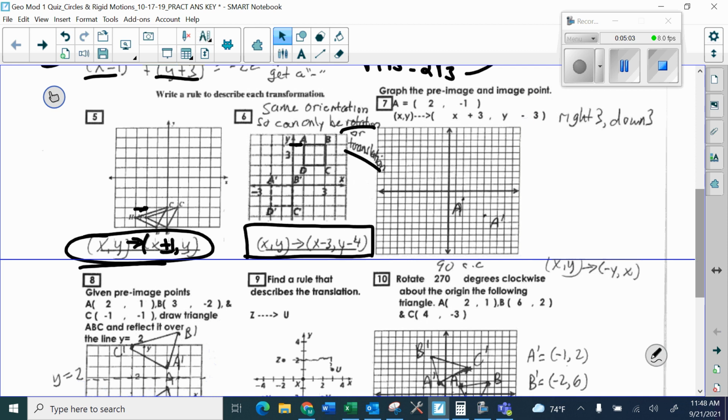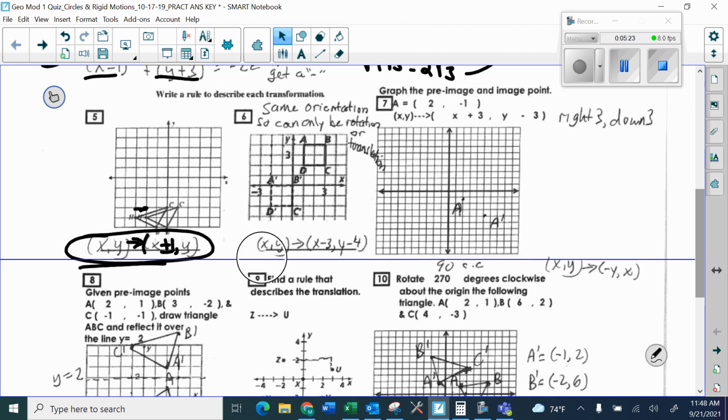I went 1, 2, 3 left, so that's why it's x minus 3, and I went 1, 2, 3, 4 down, and that's why it's y minus 4. Okay, and you could do it from any point, any corresponding point, from B to B prime, C to C prime, or D to D prime.